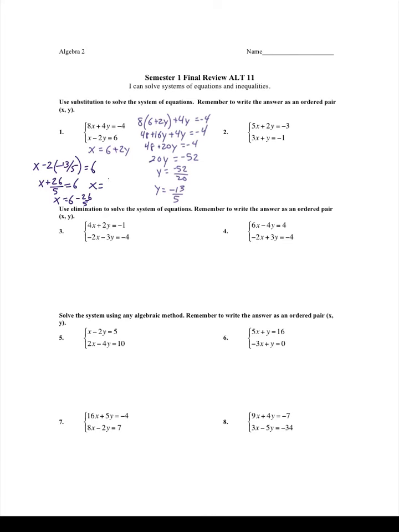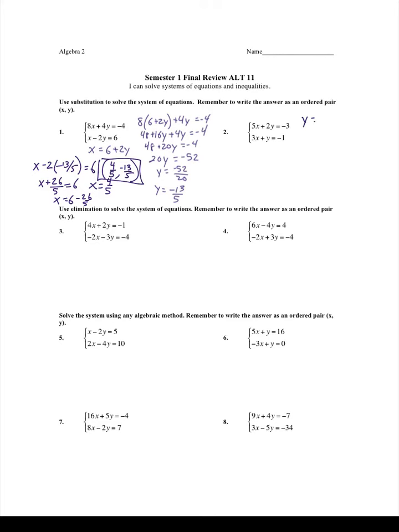And we get x equals 4 fifths. So our solution is the coordinate point 4 fifths, negative 13 fifths. Remember to write this as an xy coordinate point.